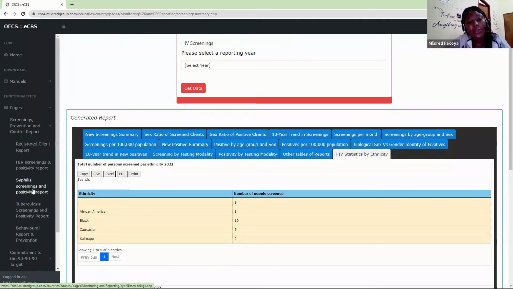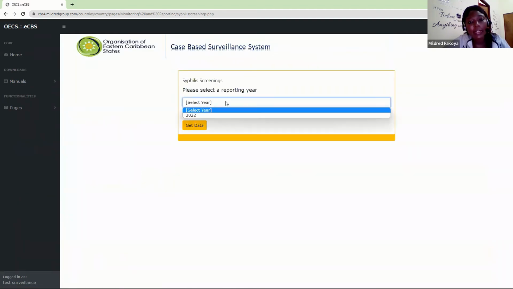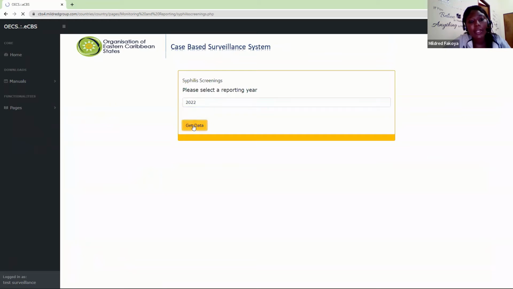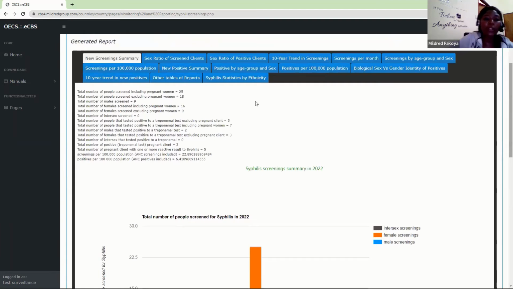So we'll look at syphilis screenings and positivity reports, which is very similar to the HIV, only that this time it calculates the syphilis screenings. Now you have the new screening summary, which gives you the number of people screened for syphilis, including pregnant women. Now, with syphilis, there are two types of screenings. It calculates the people screened, regardless of whether it's a confirmatory test or a non-treponemal test. And then it gives you the positives, which are calculated based on the people who were positive on a confirmatory test, and it doesn't matter if they were reactive to a non-treponemal test.